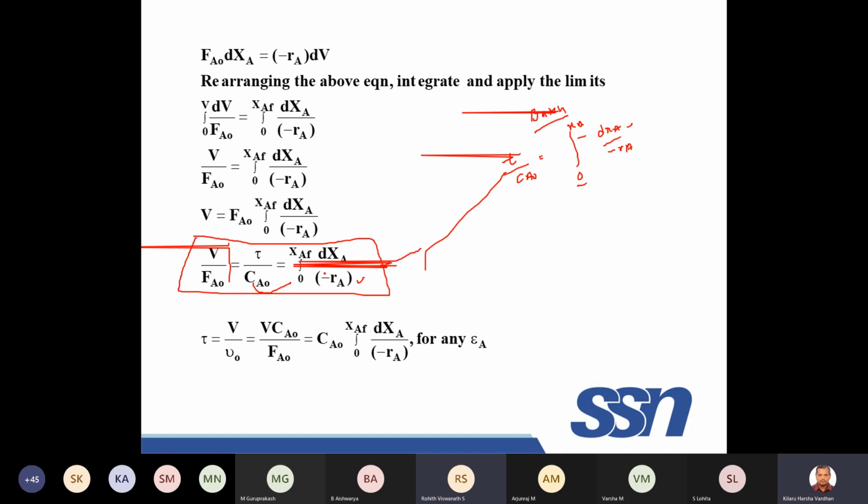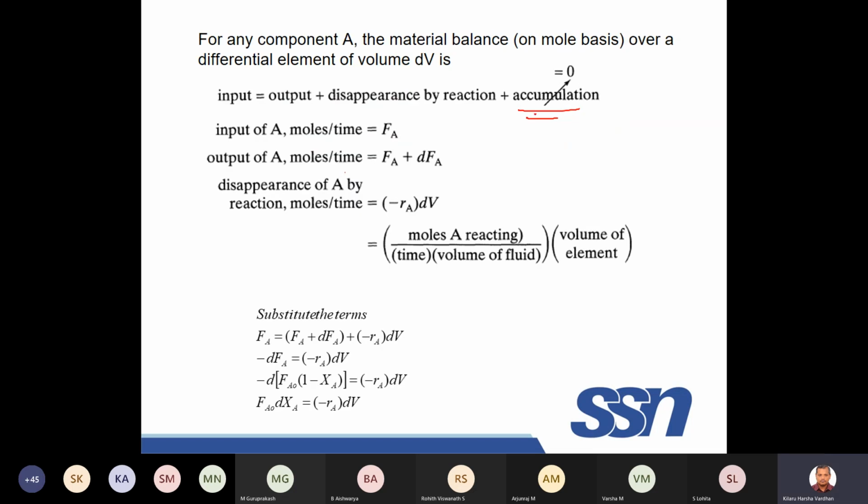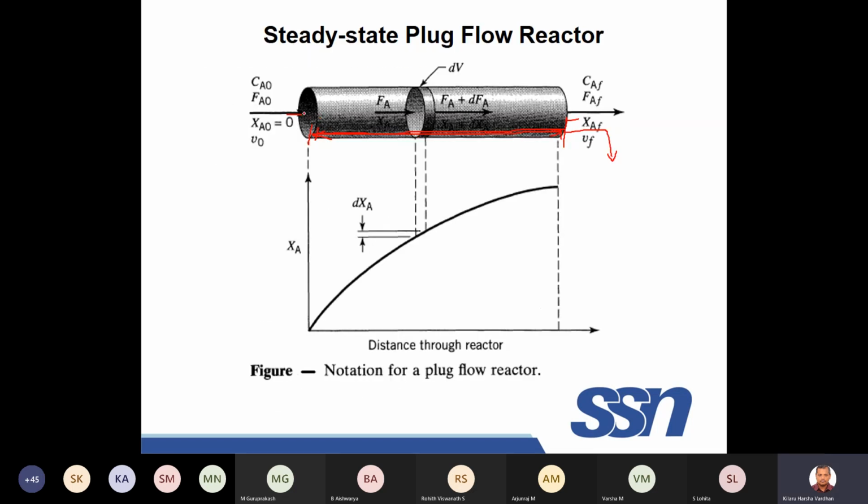Accumulation is zero only at a steady state, when you make that assumption. Initially, yes, there will be the molecule going from this end till this particular end, and you are assuming it is unsteady state. Once the material starts to come out, that is where you do the material balance. So at that time accumulation will be zero, right? How much is going in, that much is coming out.